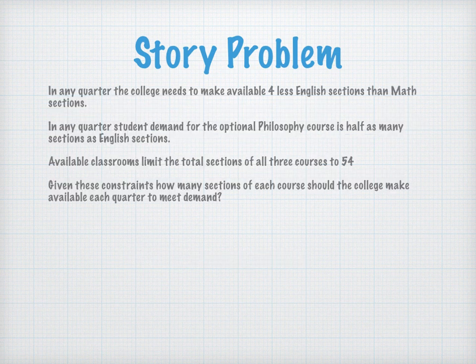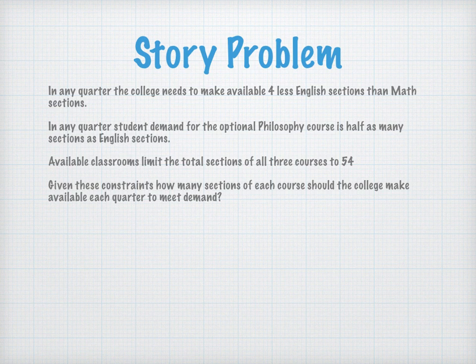All right, one other story problem that is interesting that I'd like you to look at together with me, just for learning how to set it up. In any quarter, the college needs to make available 4 less English sections than math sections. In any quarter, student demand for the optional philosophy course is half as many sections as English sections. Available classrooms limit the total sections of all 3 courses to 54. Given these constraints, how many sections of each course should the college make available in each quarter to meet the demand?